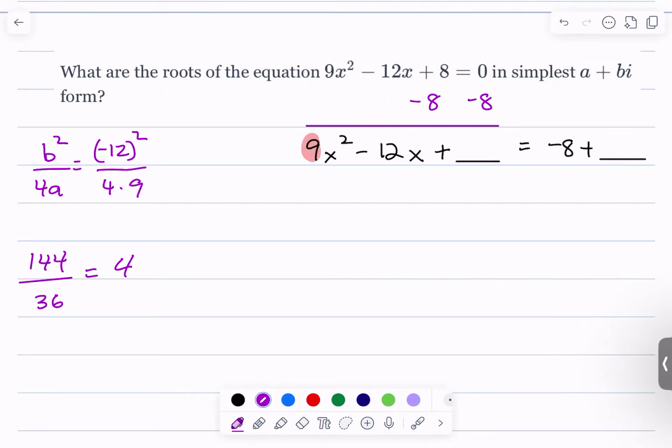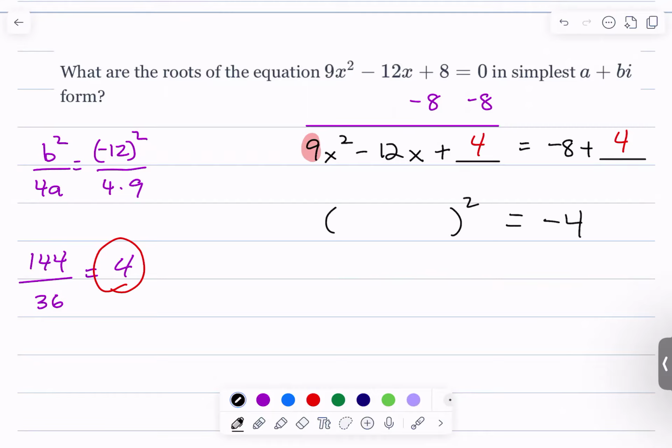I noticed that my a value is a perfect square, so I have to use b squared divided by 4a. Okay? Which I did, simplified it to 4. So I'm going to get this number 4 and add it here and here. Right? So remember how we complete the square.